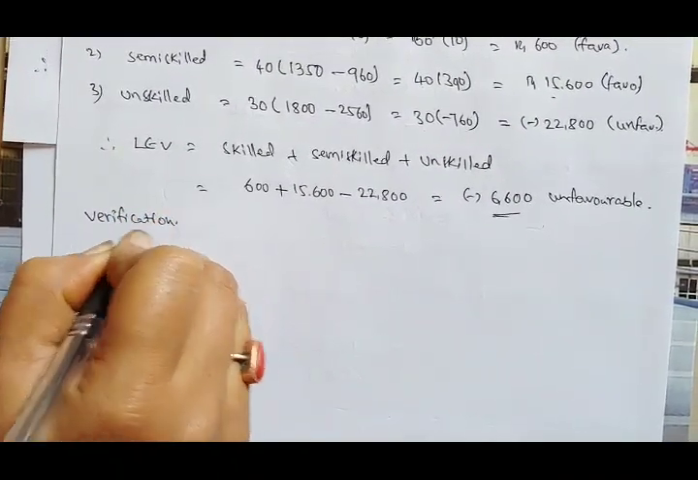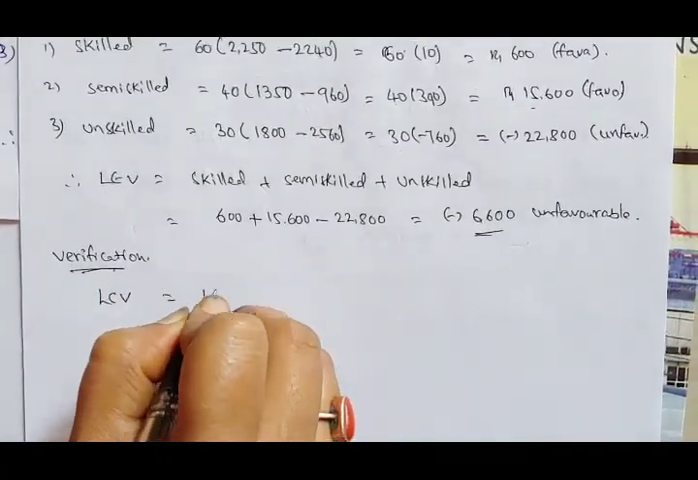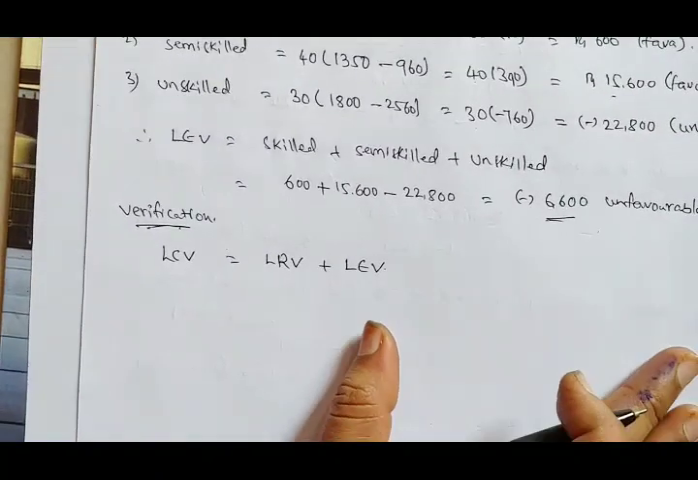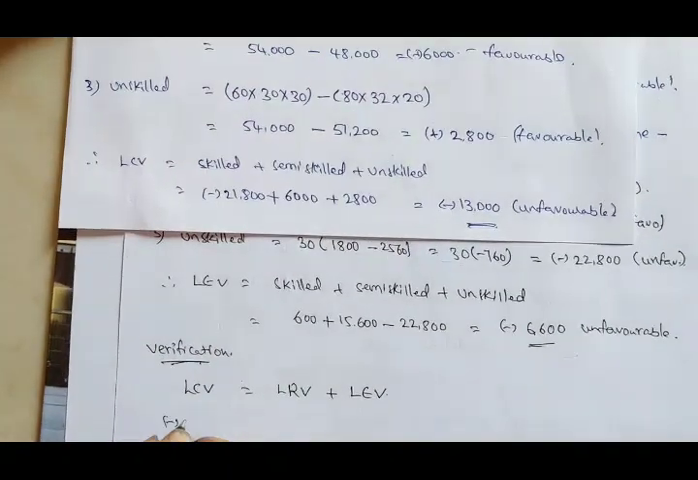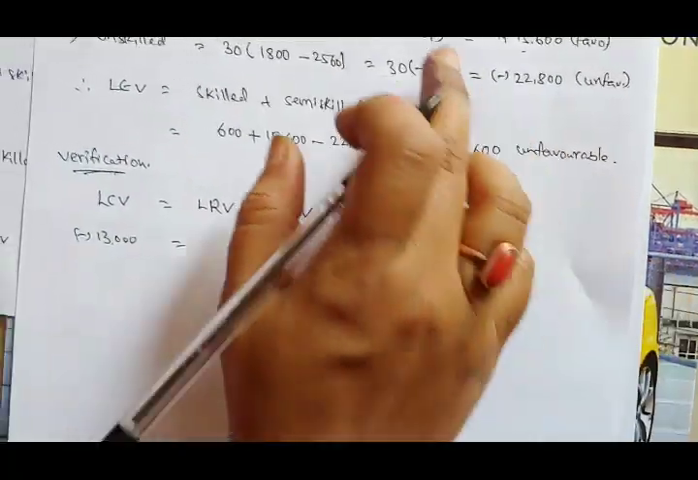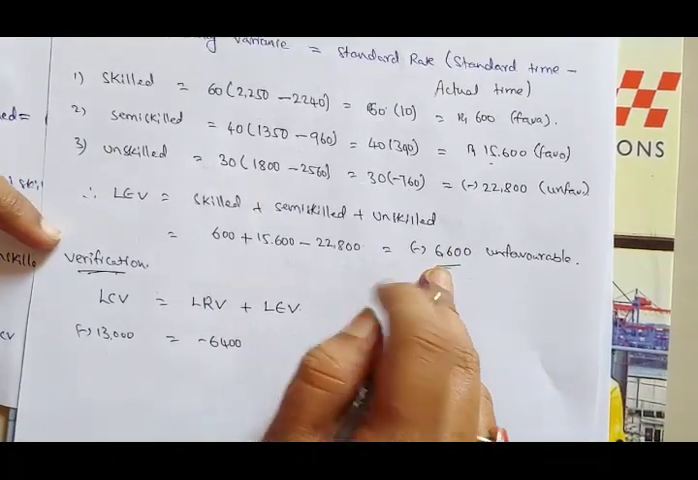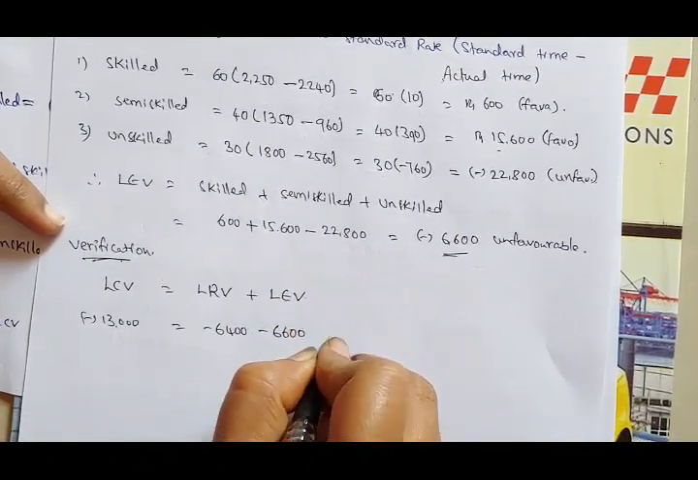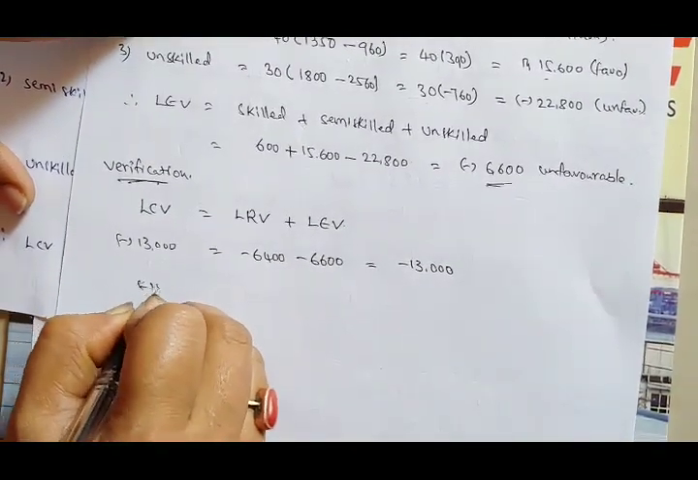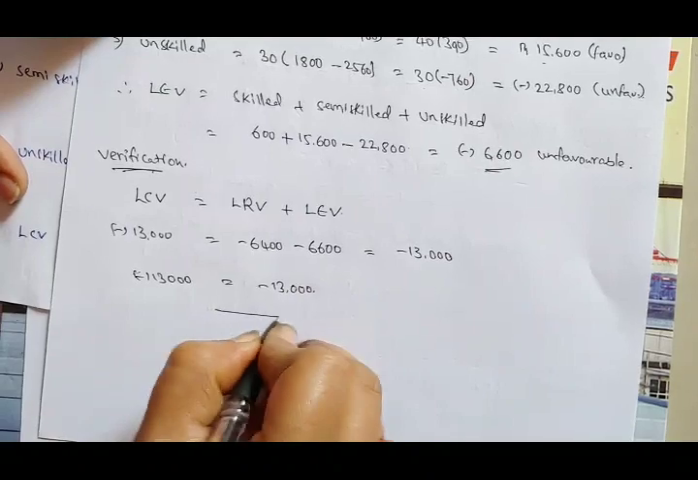Verification. Labor cost variance is equal to labor rate variance plus labor efficiency variance. Labor cost variance is minus 13,000, equal to LRV minus 6,400 plus labor efficiency variance minus 6,600, which is equal to minus 13,000. Minus 13,000 equals minus 13,000. It is correct.